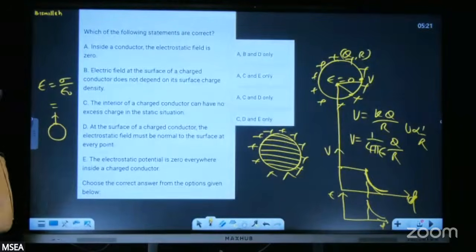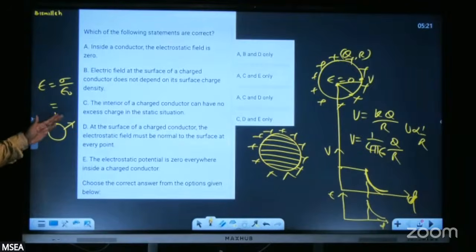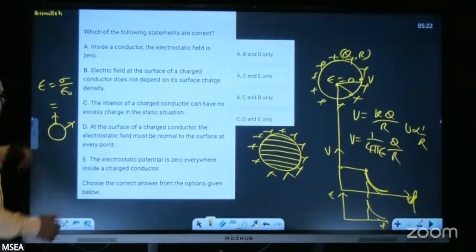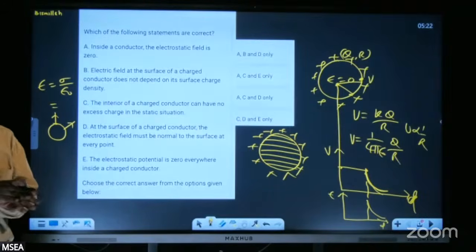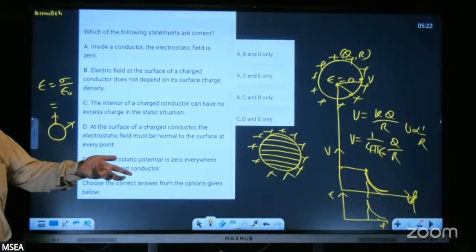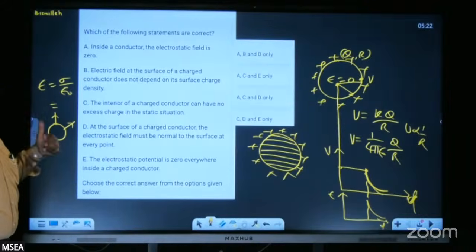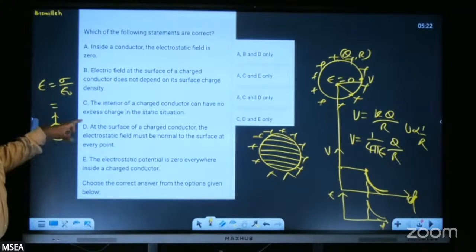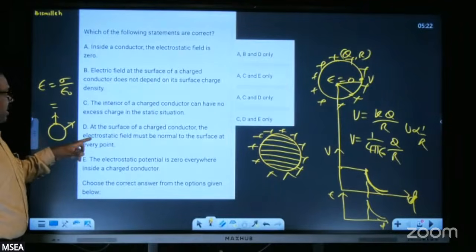Okay, it should be perpendicular. So electric field lines should be perpendicular to the surface. If it is not perpendicular, then it gives a component along the tangent of the surface. Charges flow, and then automatically we get a current or some energy created, which is a violation of conservation of energy. That's why electric field intensity must be perpendicular to the surface at every point. So it is the correct one.